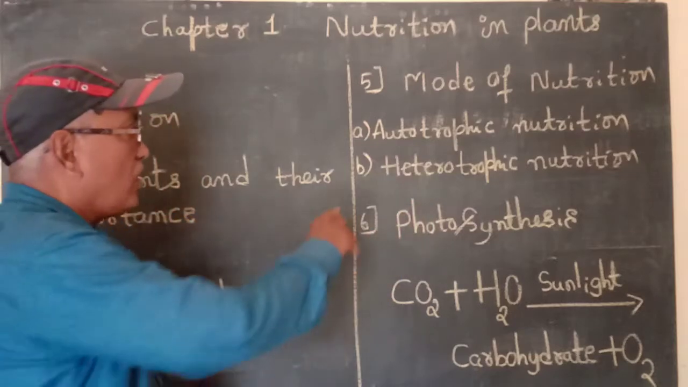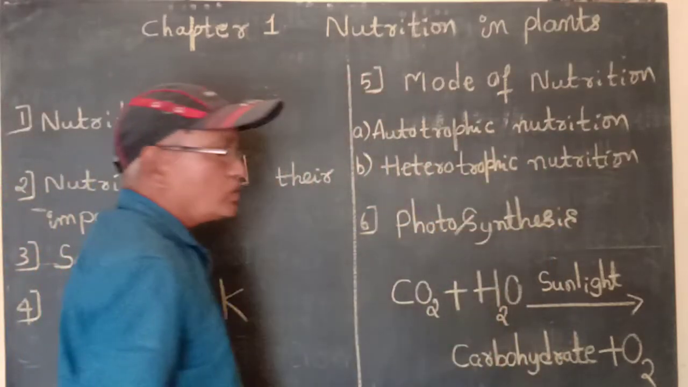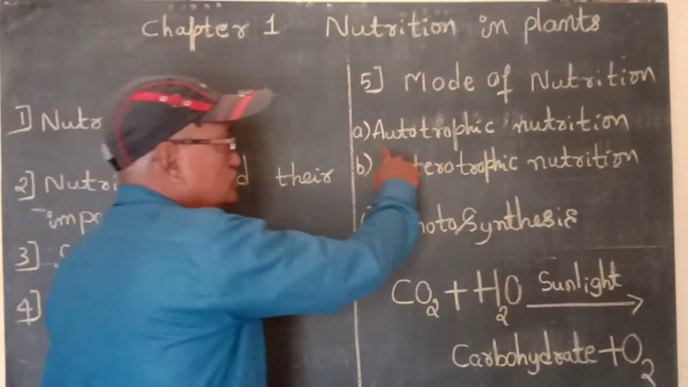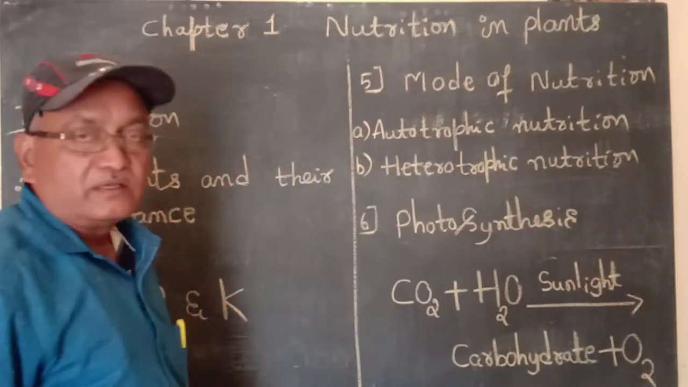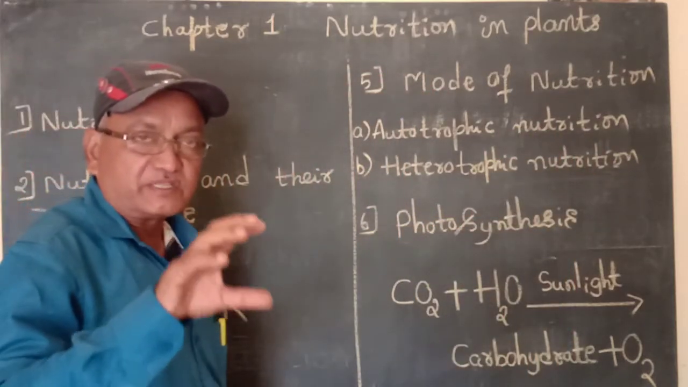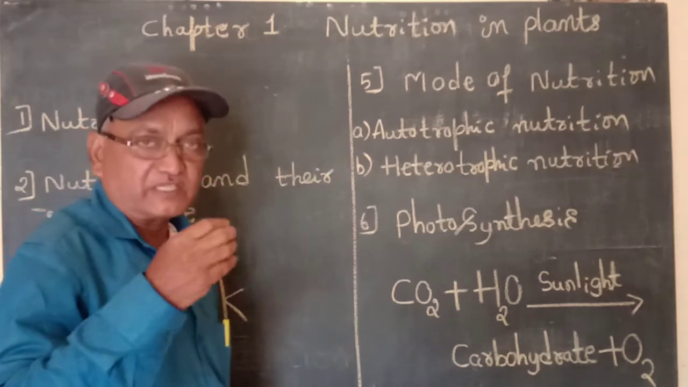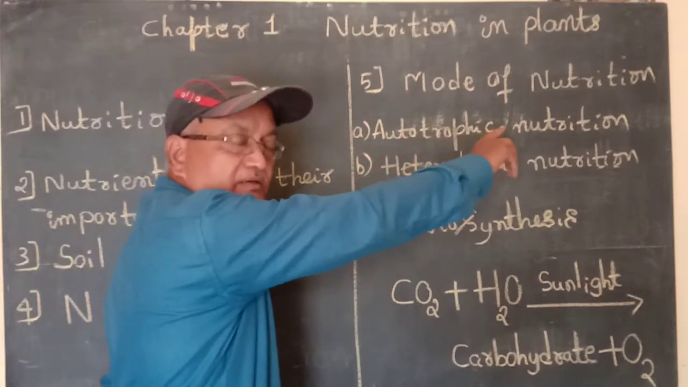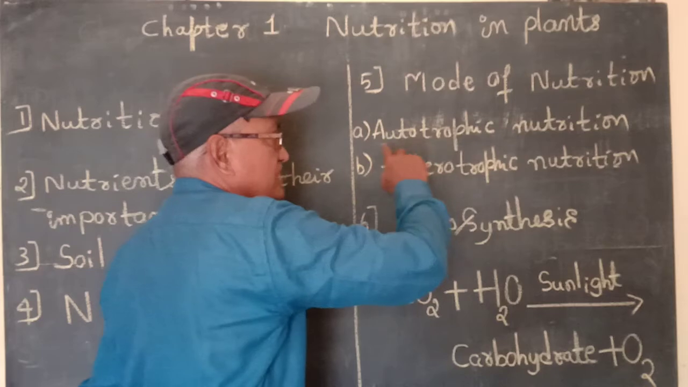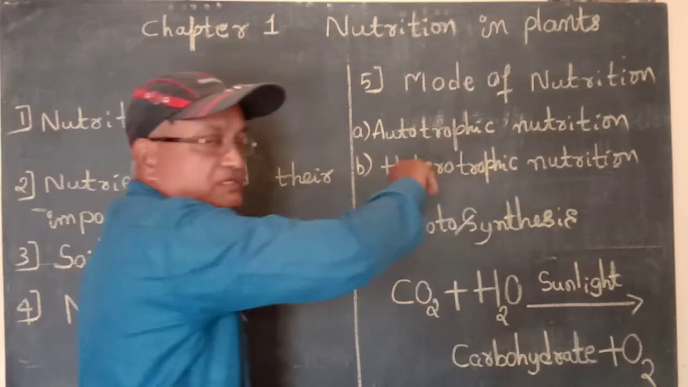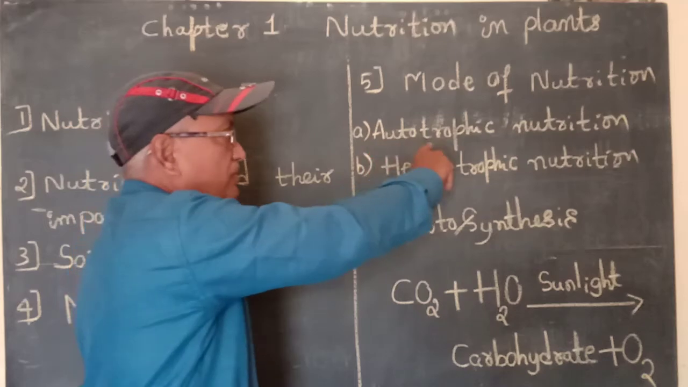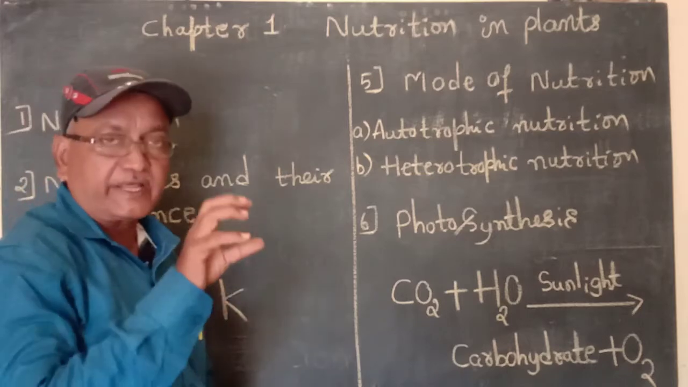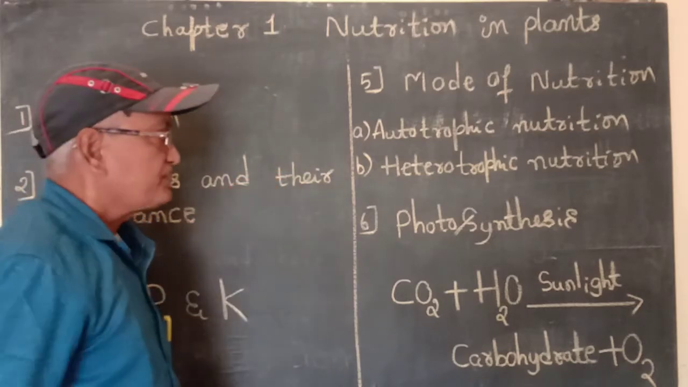What do you mean by autotrophic nutrition? Auto means self, trophic means preparation. In autotrophic nutrition, some living organisms prepare food by themselves. For example, green plants prepare food themselves. That process we call autotrophic nutrition. The organisms which prepare food in this mode we call autotrophs. Example, the green plants come under autotrophs.